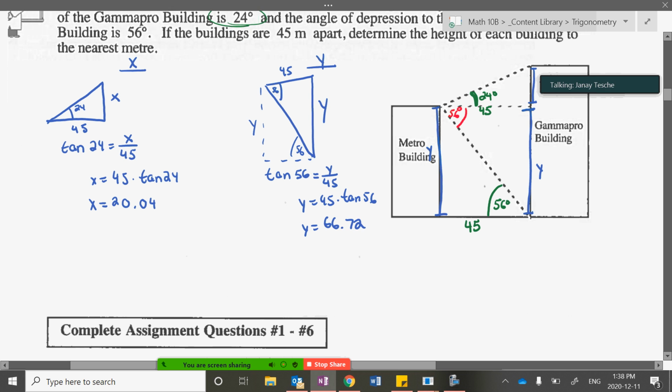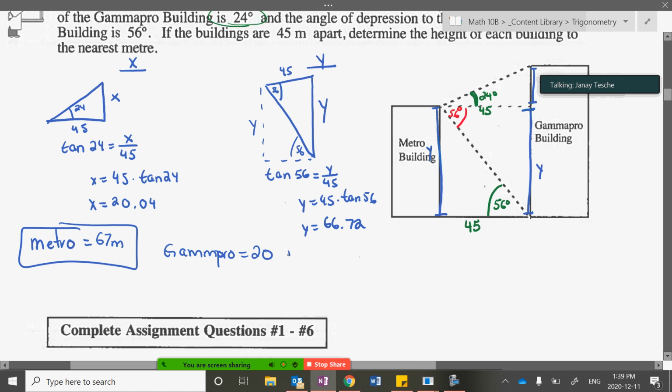Am I done on this question? No, we still have to add them. Good, right on. So we know our Metro building then is just the y. So they said the nearest whole meter. So our Metro building is going to be just 67 meters. And then our Gamma Pro is going to be the 20 plus 67 because I know that rounding is okay. So then we get 87 meters for our Gamma Pro.